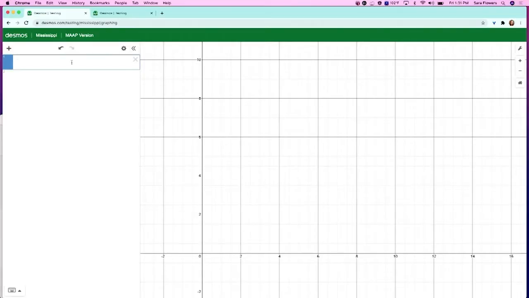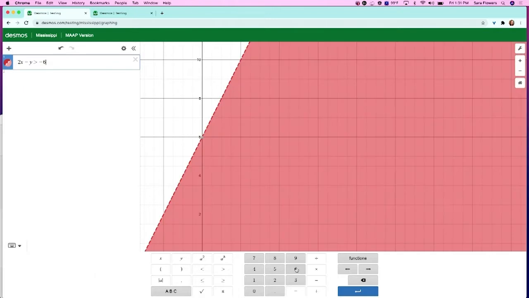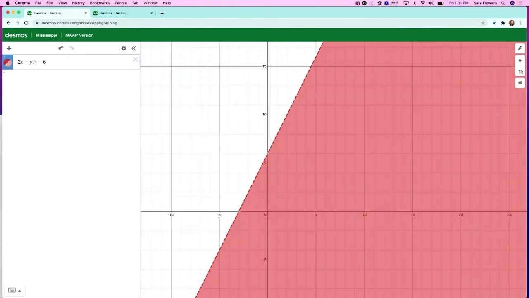So I'm going to type in the inequality that we have, and I'm going to use the keyboard on Desmos so that you can see the keystrokes that I'm using to type it in. So I have 2x minus y is greater than negative 6. So as you can see, it graphed it for me, and I do have a boundary line.